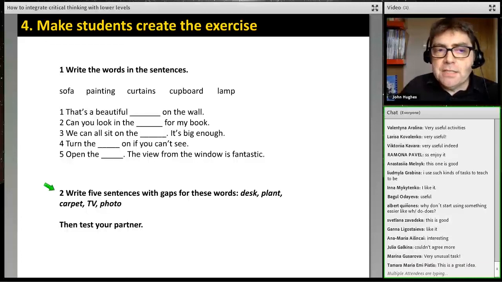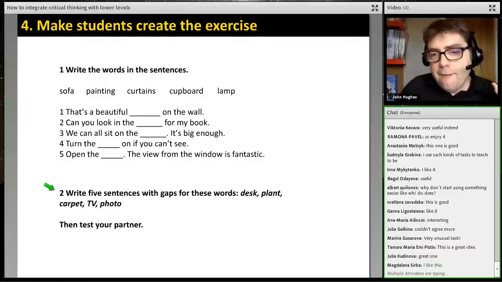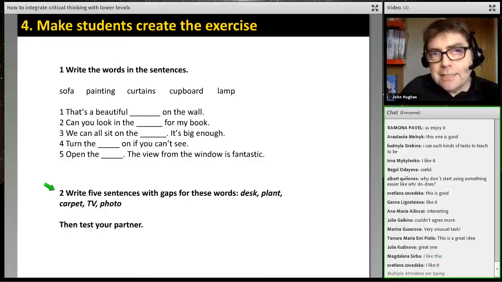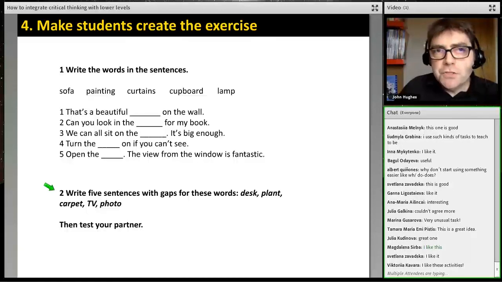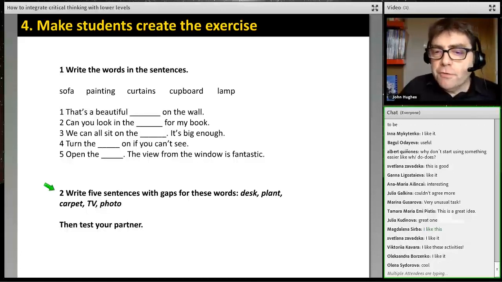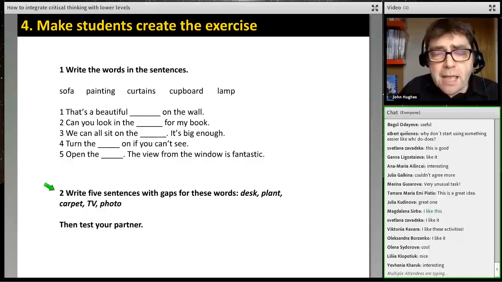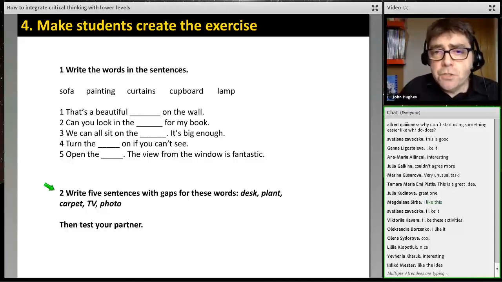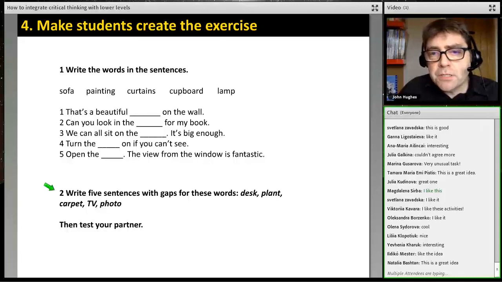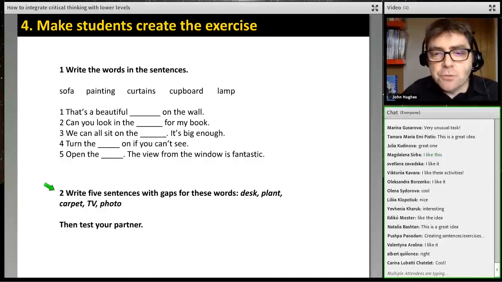The point of this is that if students can create their own exercises, they're going to remember the words so much more, but it also requires a lot of higher order thinking. But you can use this with any language exercise. If you're using a course book tomorrow and teach some vocabulary, just do this with the students.